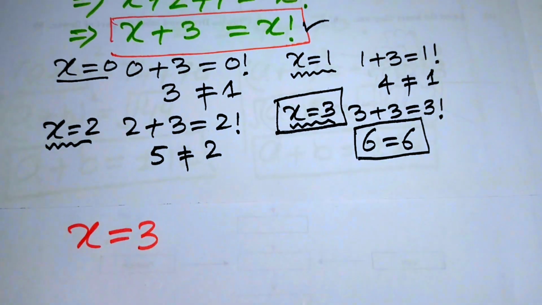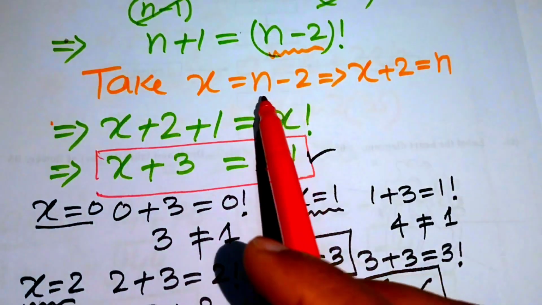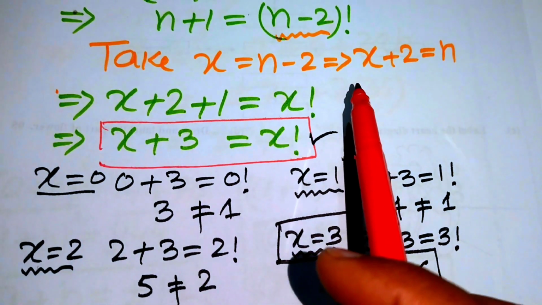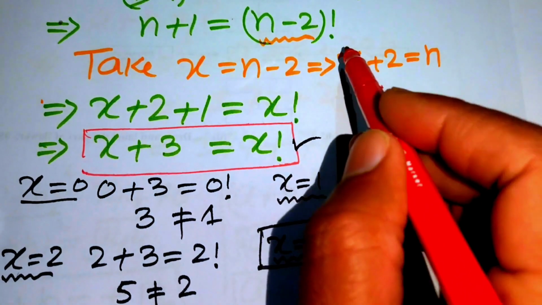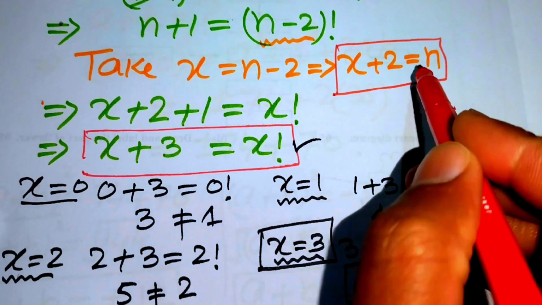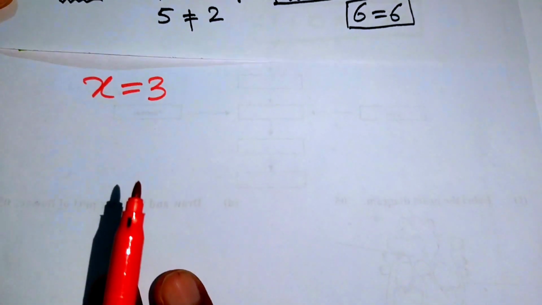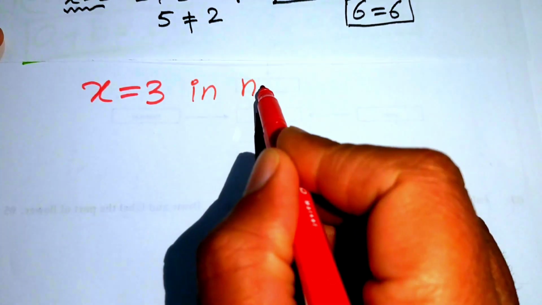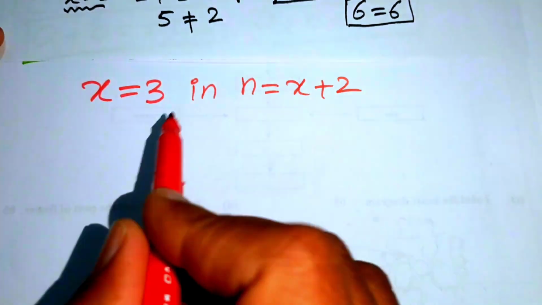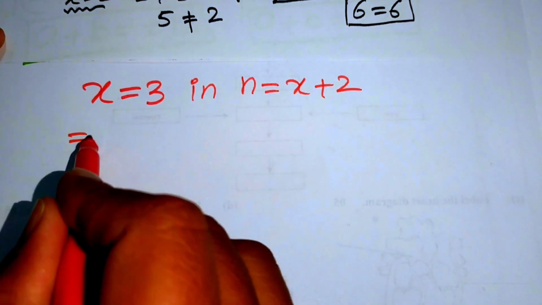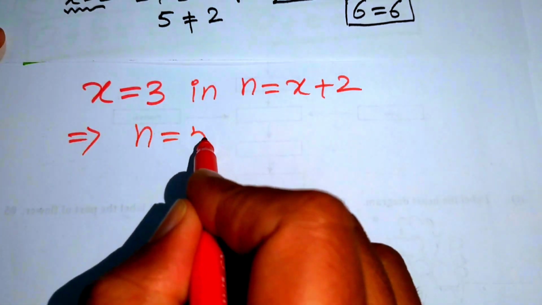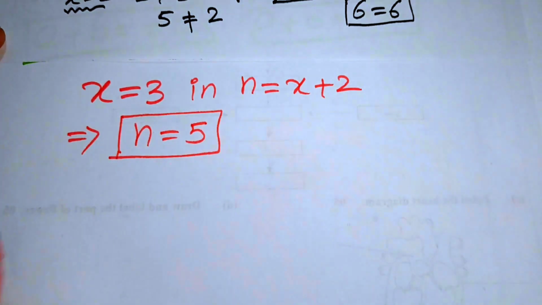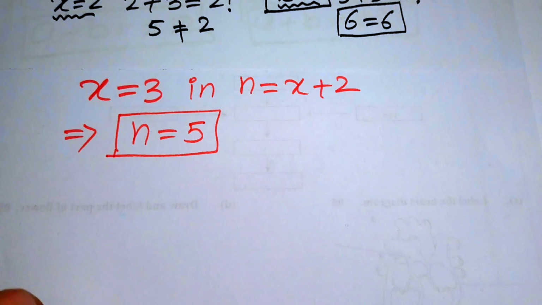But here in the above you see that we took x equals n minus 2, and we have n equals x plus 2. So we put the value of x in this equation and we get the value of n. So here we put the value of x equals 3 in this equation, n equals x plus 2. So when you put x equals 3 here, then we get the value of n equals 5, because here you see that we have 3 plus 2 is 5. So n equals 5 is the solution of the given equation.